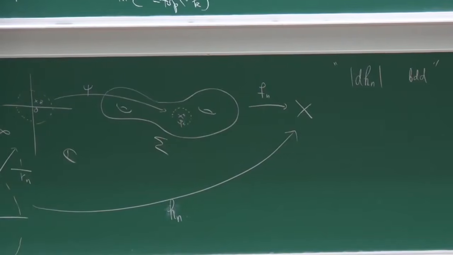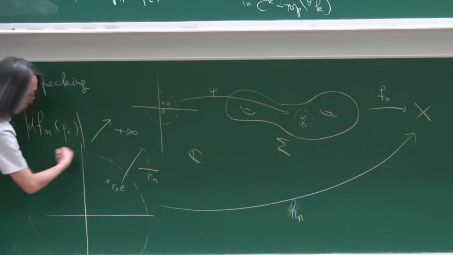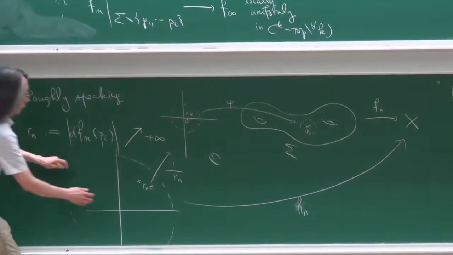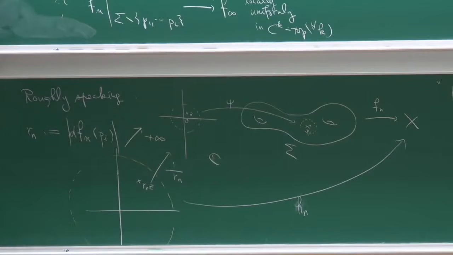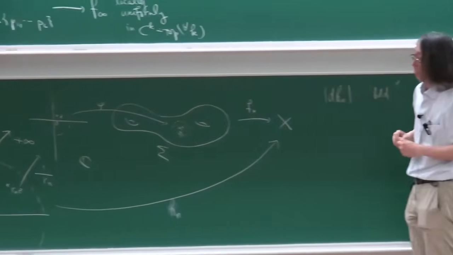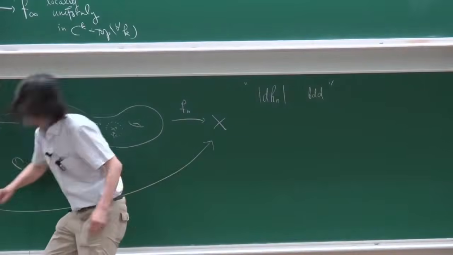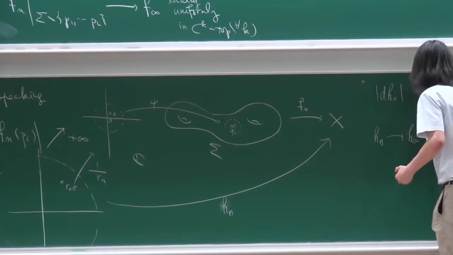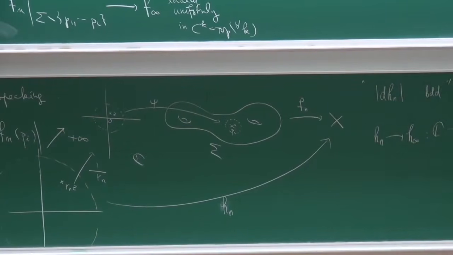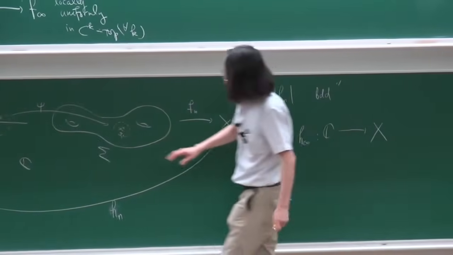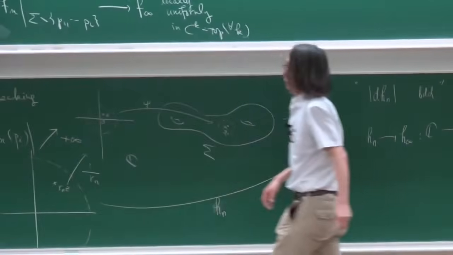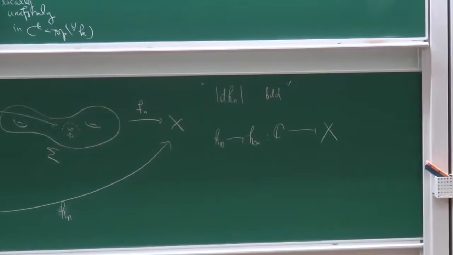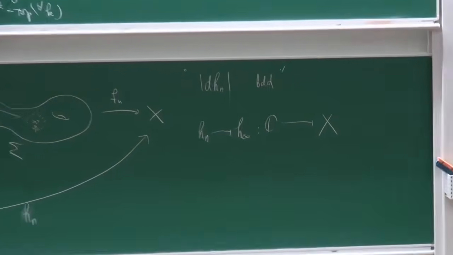That means this domain surrounded by this yellow one is getting larger and larger as n tends to infinity. So originally this Hn may be defined on a finite region in the complex plane, but Hn somehow converges to something like H infinity from the complex plane to X. For this, we really need to bound the derivative, somehow control the derivative everywhere. But roughly speaking, we have this sort of stuff.